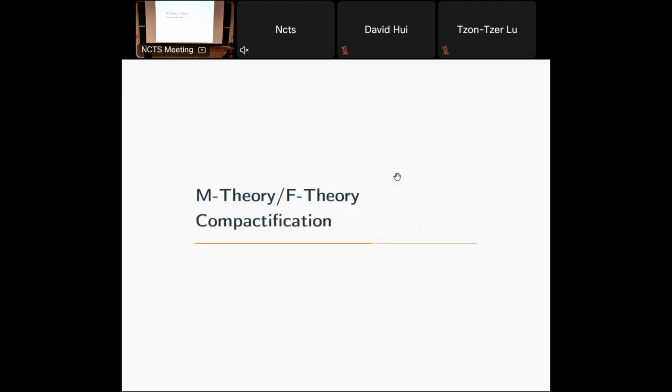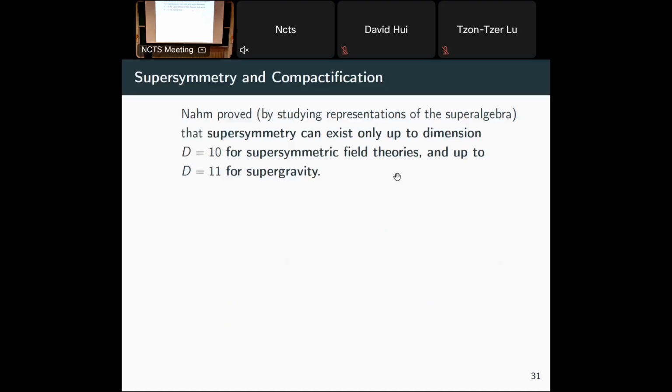Now I'll be very brief in talking about the compactification. So you have the supersymmetry algebra, and Nahm, what he did, he looked at the representations of that algebra and studied them and came to the conclusion that supersymmetry can only exist up to dimension 10. And there's something called supersymmetric gravity, or supergravity, that can only exist up to dimension 11. That's a monumental paper called Supersymmetry and Representations. So you should check it out.